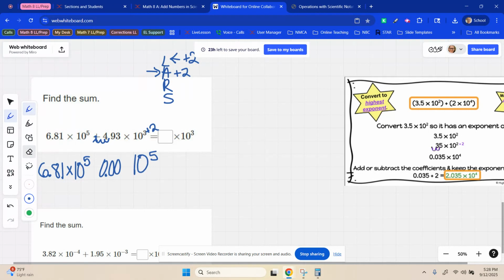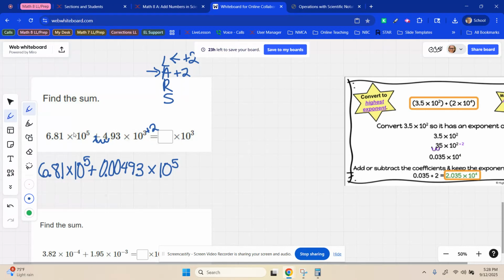And I'm going to move this. I don't have enough room here, so I'm going to rewrite that. So the decimal moves 2 places to the left. I get 0.00493 times 10 to the 5th power. Okay.